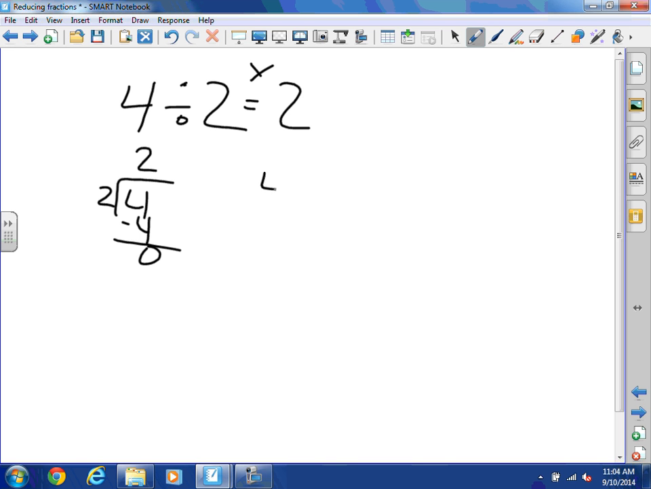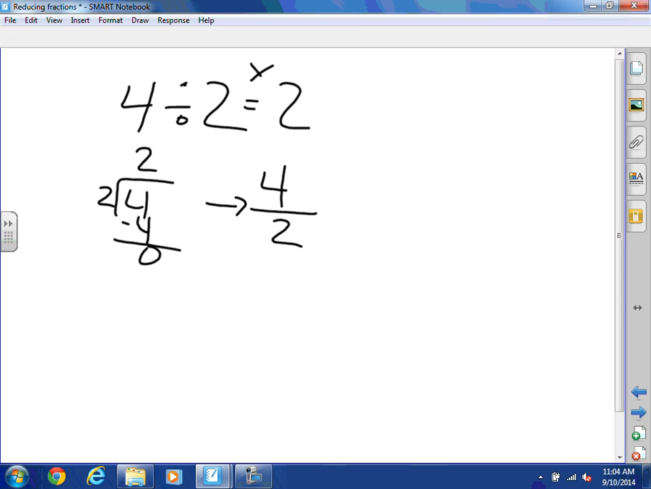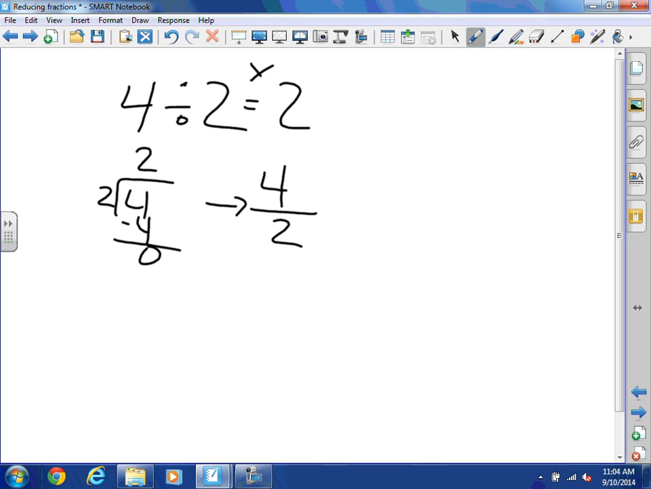Another way that I could write this is like this. What did I turn my division problem into? An improper fraction. All a fraction bar means, you guys, is divided by. 4 divided by 2 is all a fraction bar means. So when I take 4 divided by 2, I know that the answer is 2, right? But I'm going to take these two numbers and multiply them to equal that number in this case, correct? Does everyone understand what I just did?